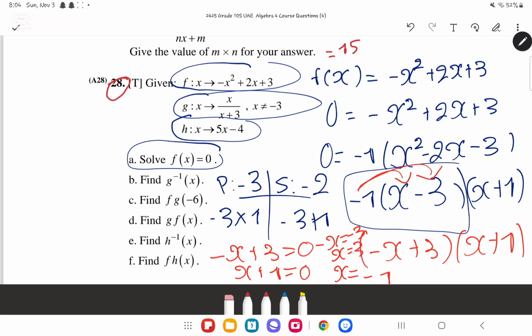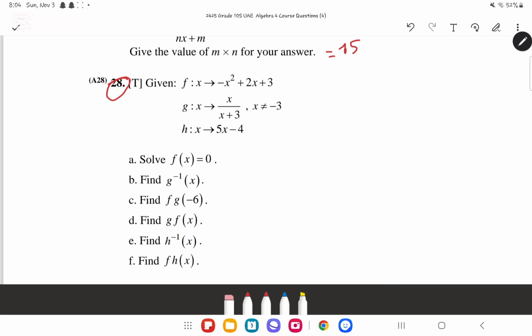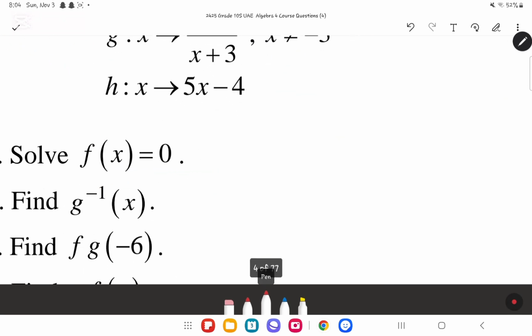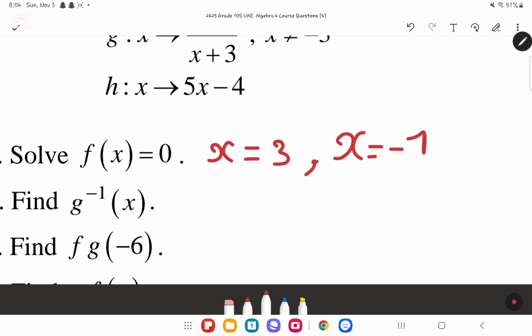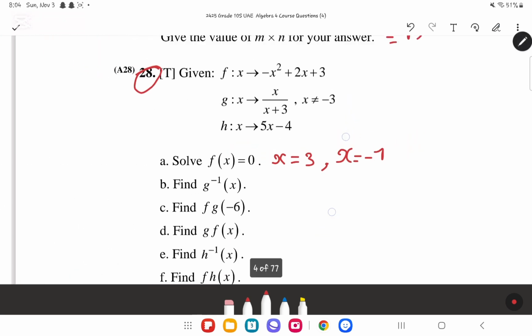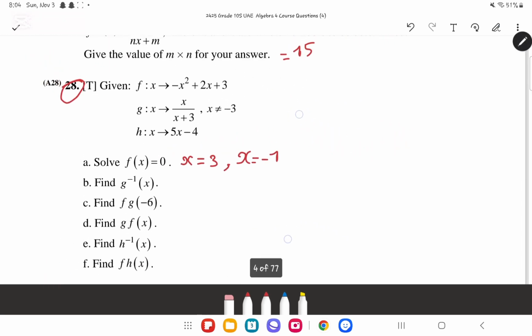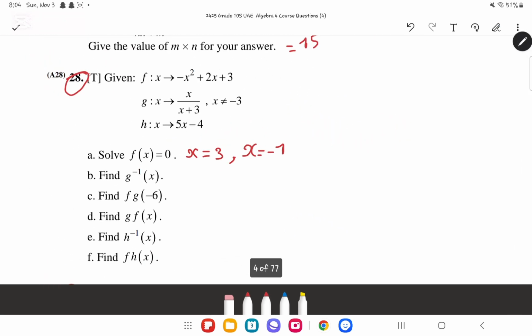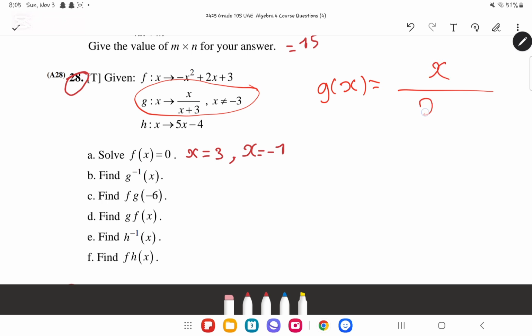So then x is equal to 3. So the two answers for the first one are x equals 3 and x equals minus 1. Now, in part B, they told us to find g inverse. So very simply, we're going to take the function g. It is g(x) is equal to x over x plus 3. Okay, we now need to find g inverse.